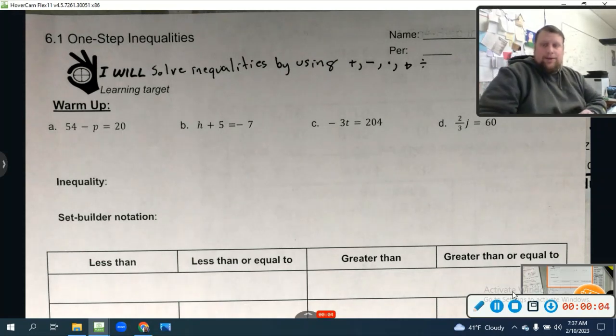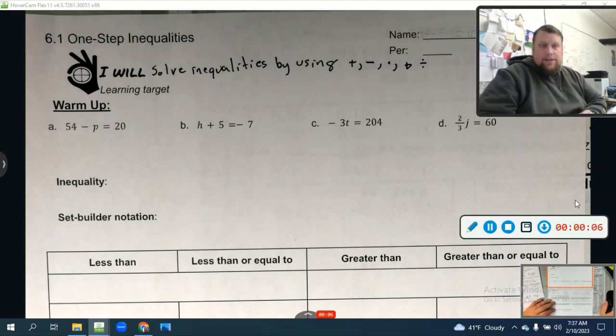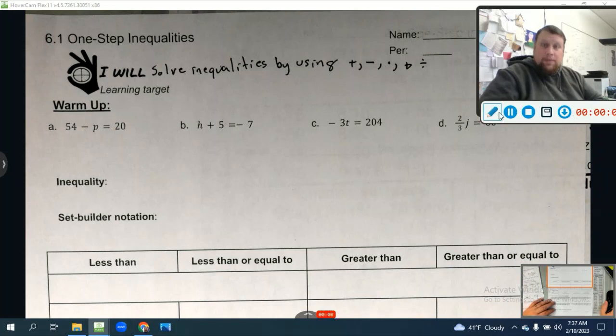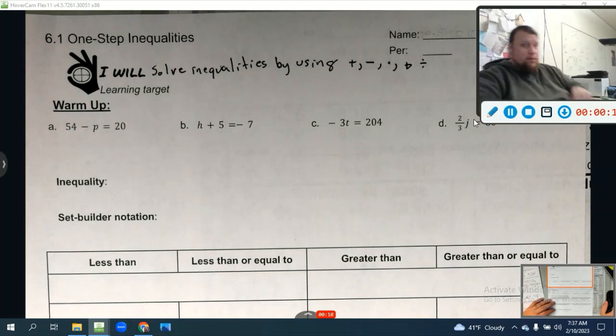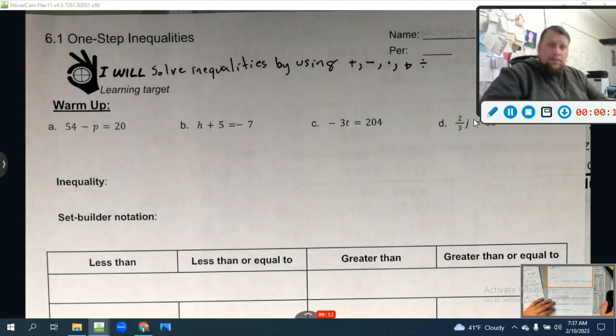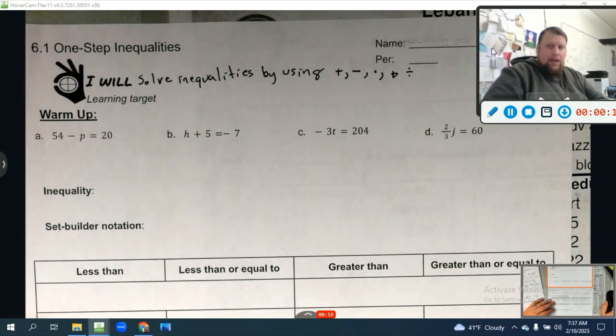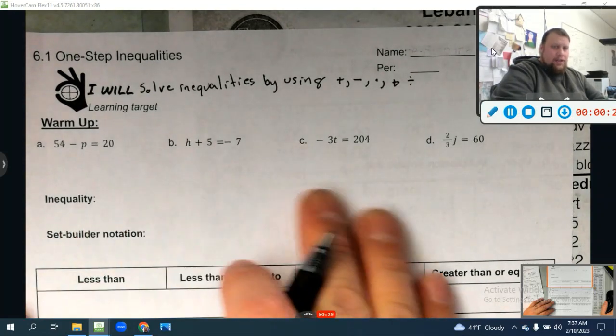All right, let's do this. This is 6.1, one-step inequalities. And your learning target today is I will solve inequalities by using plus, minus, times, and division. All right, this is your warm-up. Take a minute, and I want you to solve each of these. Ready, set, go.